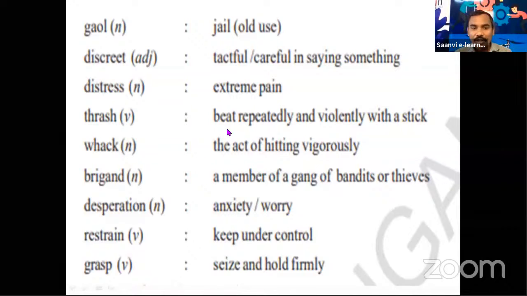Desperation, it means anxiety or worry. Restrain, it means keep under control. And the next word is grasp. Grasp, it means seize and hold firmly. You grasped your mother's hand when you were a child, isn't it? So all these words I have explained in the previous session, and we will go ahead with the lesson now.